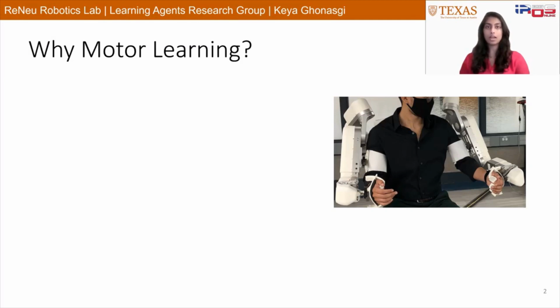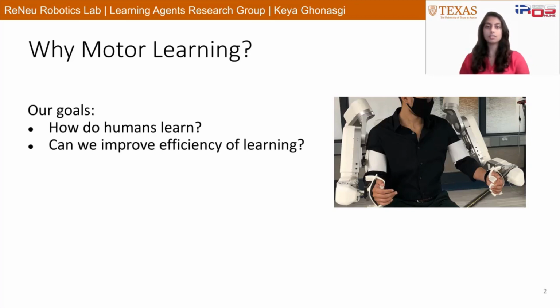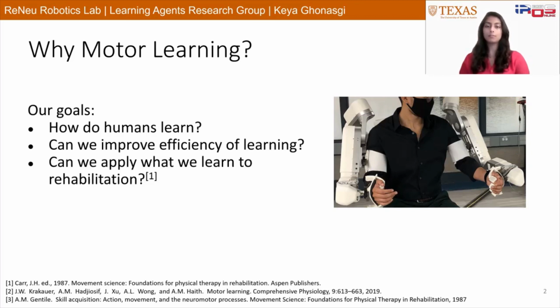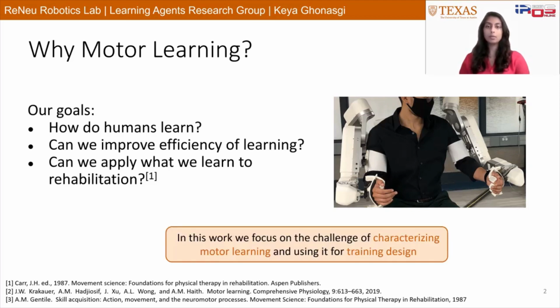This motivates our high-level goals of characterizing motor learning in healthy humans, leveraging this characterization to design training for novel skill acquisition, and applying what we learn from healthy motor learning to rehabilitation. Ultimately, we want to develop a strong understanding of motor learning and consequently design training protocols to effectively and efficiently promote learning.